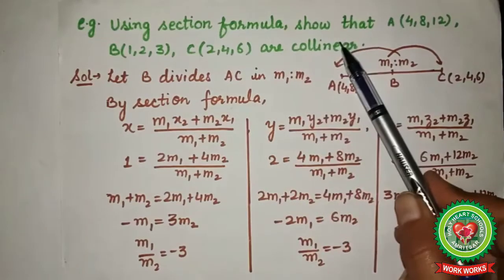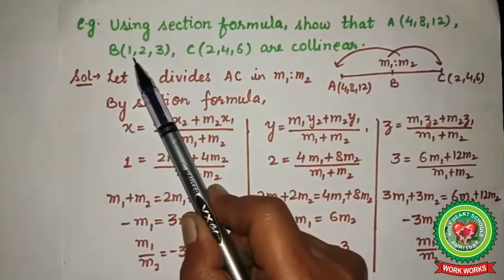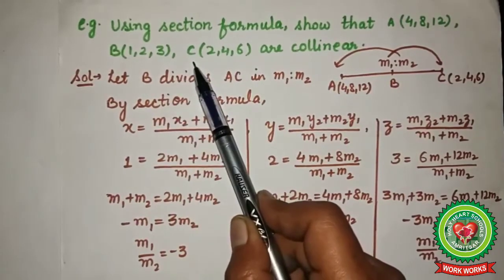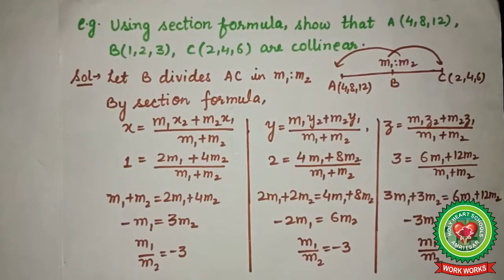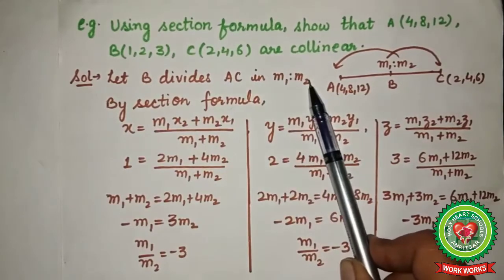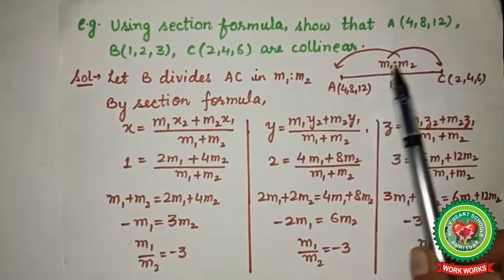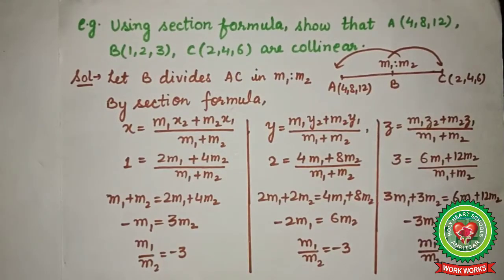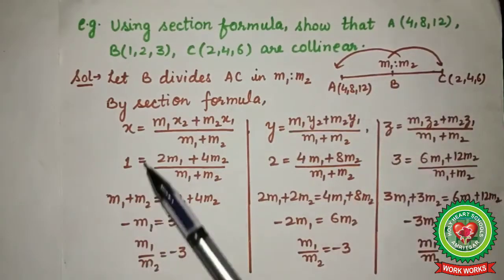Using the section formula, show that A (4, 8, 12), B (1, 2, 3) and C (2, 4, 6) are collinear. If these three points are collinear, they must lie on one line. So we consider that B divides AC in the ratio m1:m2. A is here, C is here, and B is dividing in the ratio m1:m2. Now we will find the ratio for these coordinates.